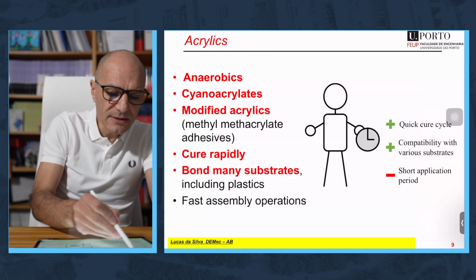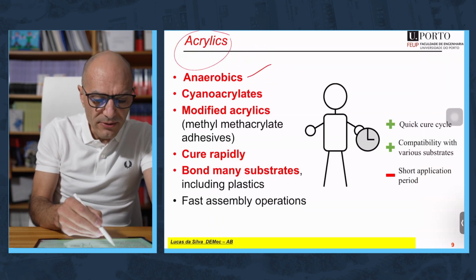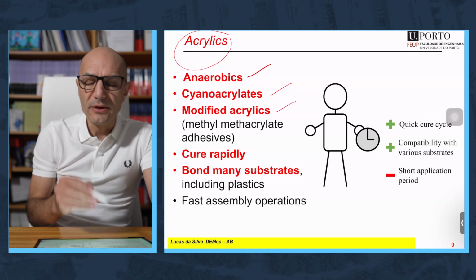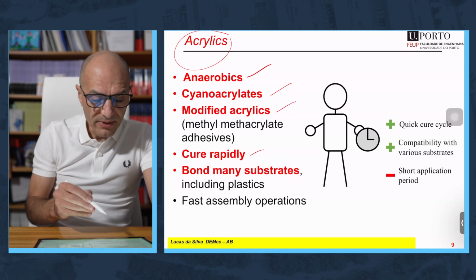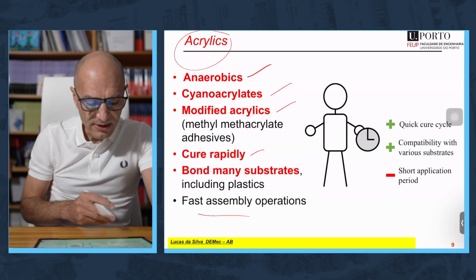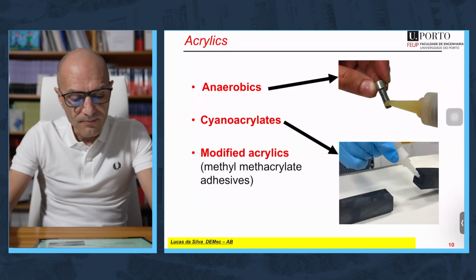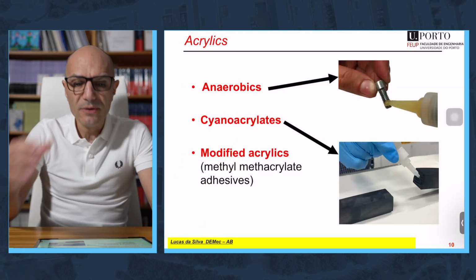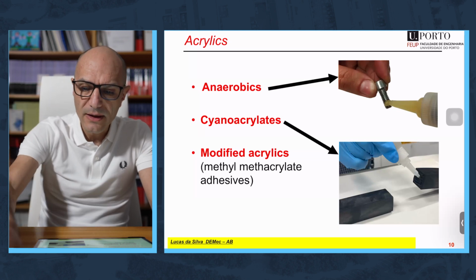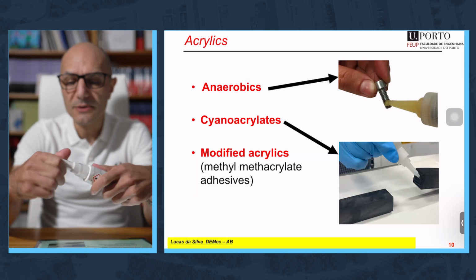Then you have the acrylics. And there are 3 kinds: the anaerobics, the cyanoacrylates, and the modified acrylics. They have all in common the fact that they cure really rapidly and they can bond many substrates. That's why they are used in fast assembly operations. The anaerobics, the origin of the word means that they cure with absence of oxygen. So typically they would be used to reinforce bolts.